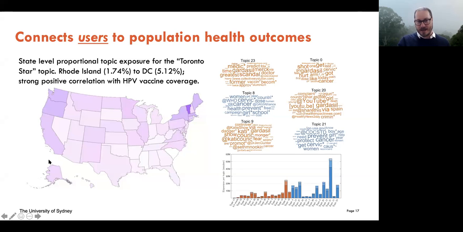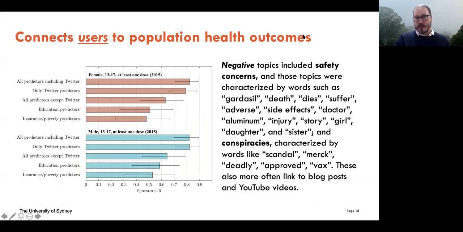And so you can see that these are the other topics that were popular in each of the different places. So on the right-hand side here, these are the negative topics and the kinds of words that were common to negative topics about HPV vaccines. And these included things like safety concerns and conspiracies. And you can see the kinds of words that were pretty common between safety concerns and conspiracy topics. They also more often contain links to things like blog posts and YouTube videos, which we know is where the quality of the information is a problem.